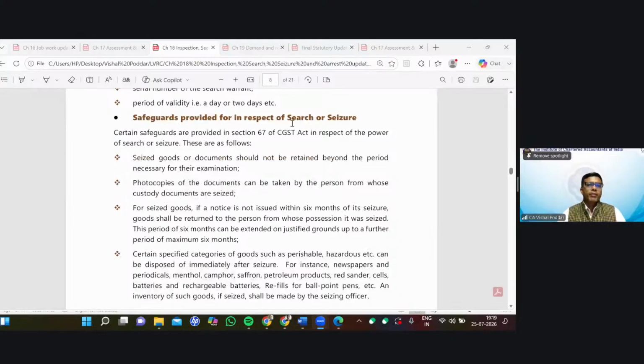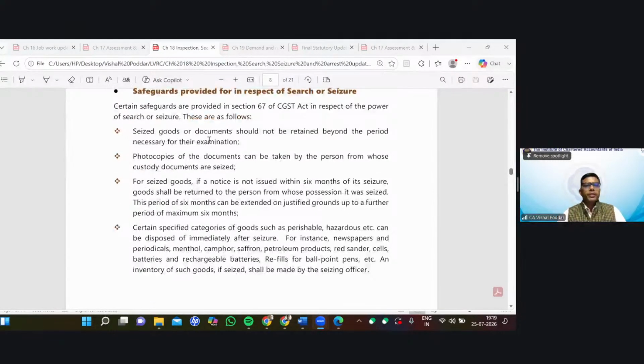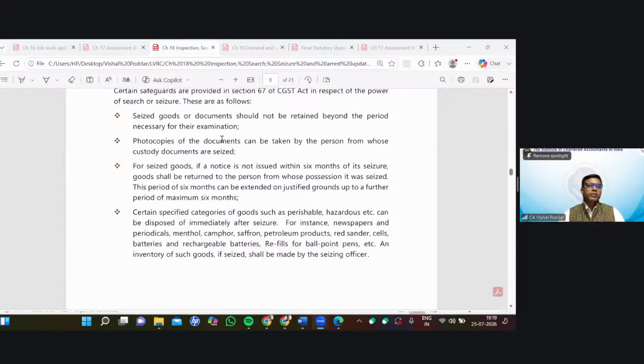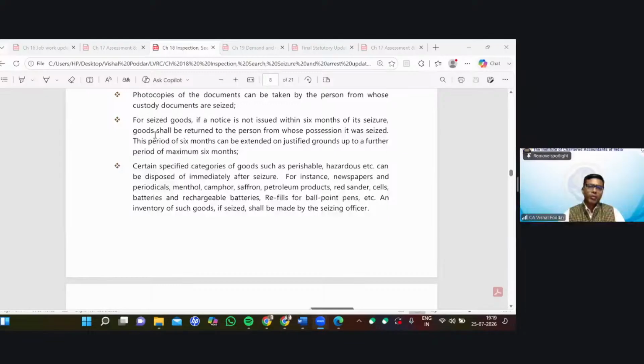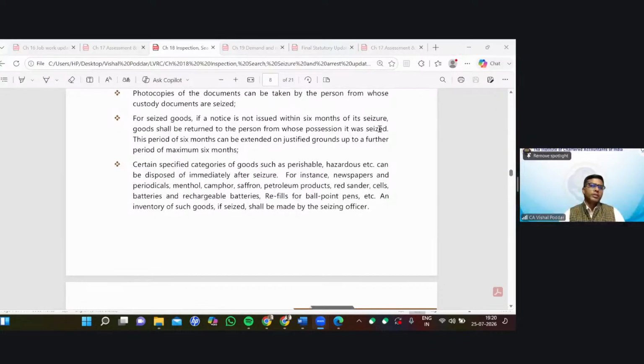Safeguards provided for in respect of search and seizure. Certain safeguards are provided in section 67. What are they? Seized goods or documents should not be retained beyond the period necessary for examination. So whatever you are taking away from me, you have to return it back once your examination is over. Photocopies of documents should be allowed. So whatever documents you are taking, you should allow me to take photocopies. For seized goods, if a notice is not issued within 6 months of its seizure, goods shall be returned to the person from whose possession it is seized.